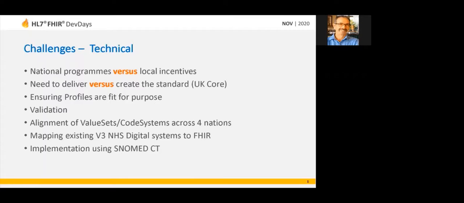Need to deliver versus create a core standard. We do need to deliver. There's pressure to deliver from various programs. We also need to create the standard, the UK core, and that takes time.